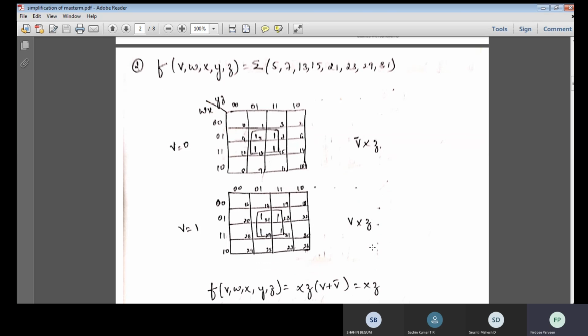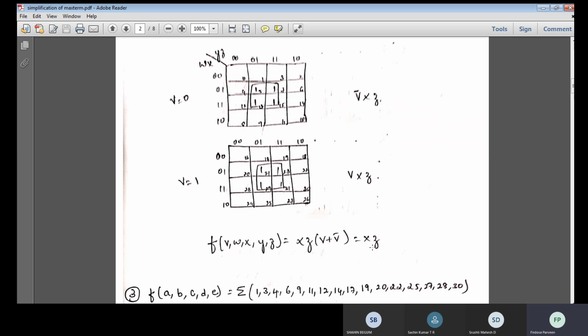So when I write the expression, how I'll be writing it is X Z V plus V bar. Okay, as V plus V bar, any variable A plus A bar is equal to 1, V plus V bar is equal to 1. So 1 into XZ is equal to XZ. So I'll be writing XZ as the minimal expression.